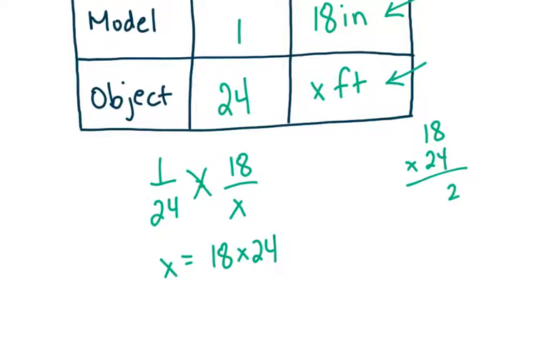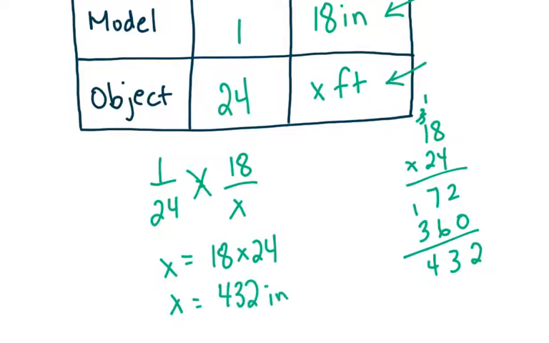8 times 4 is 32. 4 times 1 is 4, plus 3 is 7. 2 times 8 is 16. 2 times 1 is 2, plus 1 is 3. 2, 13, 4. So it is 432 inches, but we don't want it in inches. We wanted the answer in feet.